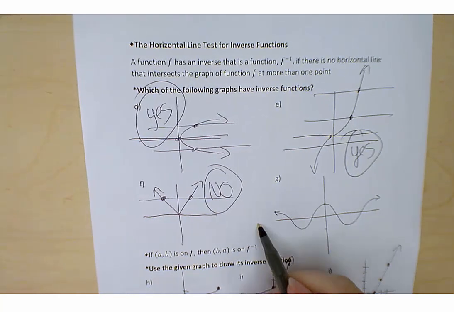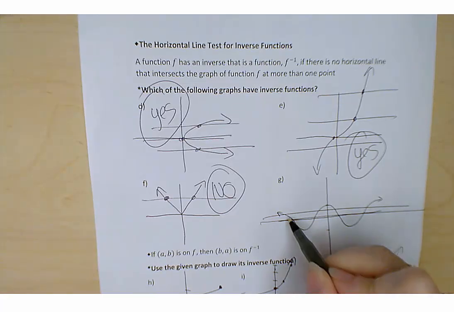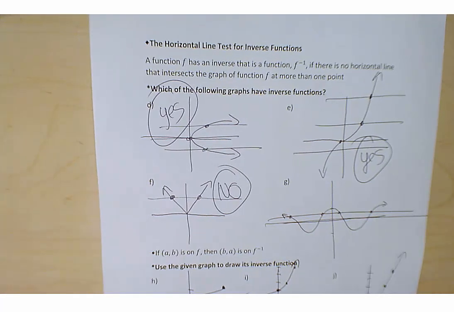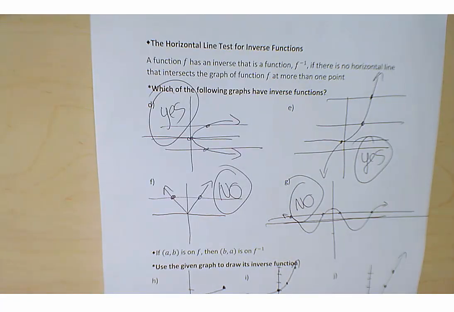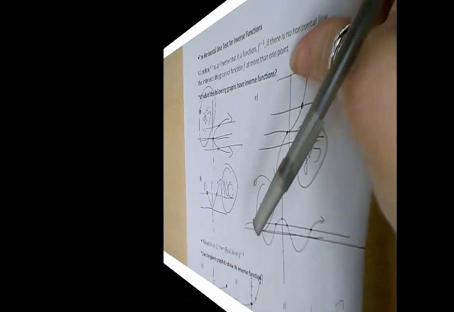I take a look at G and draw a horizontal line anywhere here. It's going to hit multiple times, so this one is definitely a no. Again, it's just answering the question, does this have an inverse, yes or no?